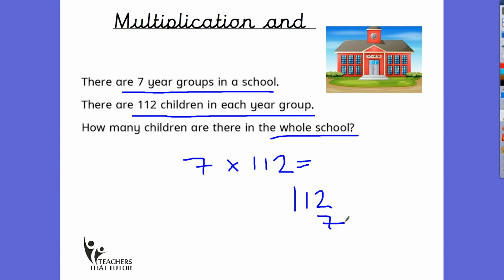Okay, 112 times 7. 2 7s are 14. 4 down, carry the 1. 1 7 is 7, plus 1 is 8. 1 7 is 7, giving us a final answer of 784.